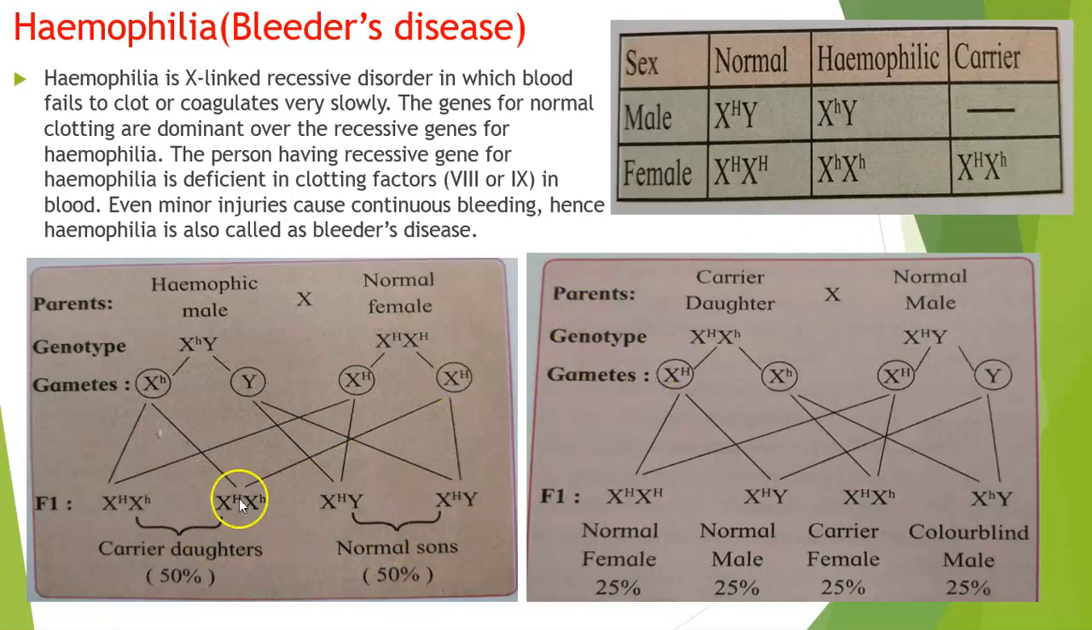Then the next marriage is between the carrier daughter and a normal vision male, where you'll have the gamete formations taking place. You will have 25% normal females, 25% normal male, 25% carrier female, and 25% hemophilic male. Again, in this case, you can see that the gene for hemophilia is transferred from the hemophilic father to his grandson through his carrier daughter, which shows the presence of crisscross inheritance.